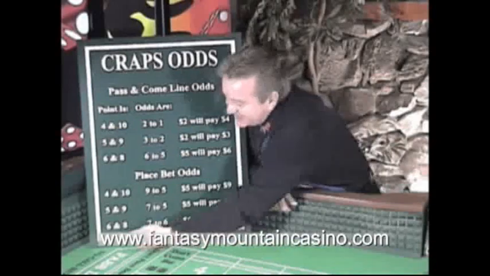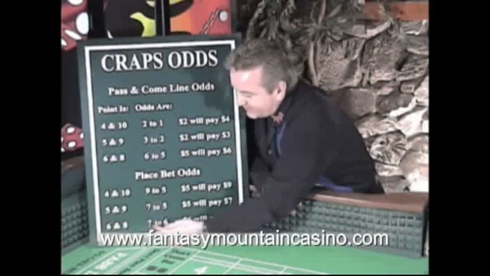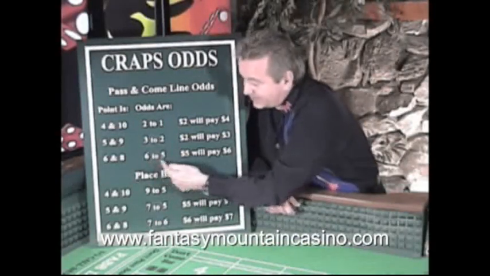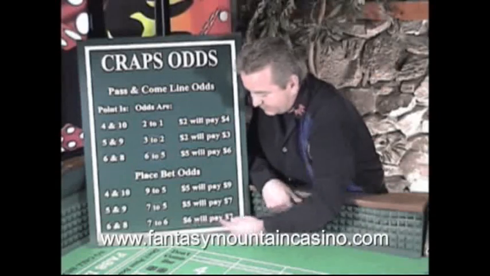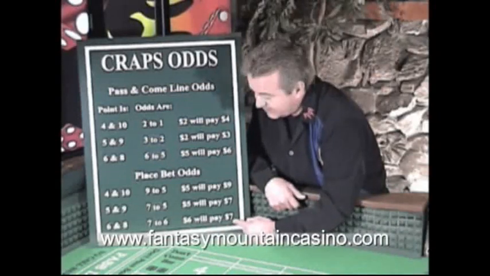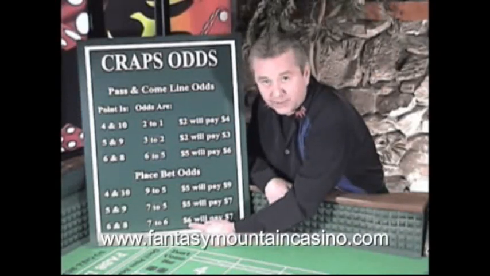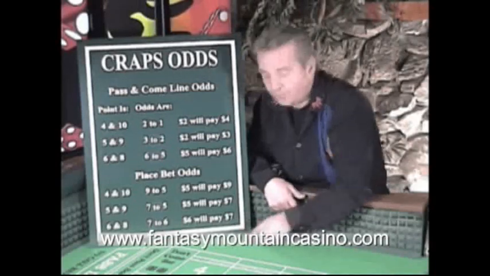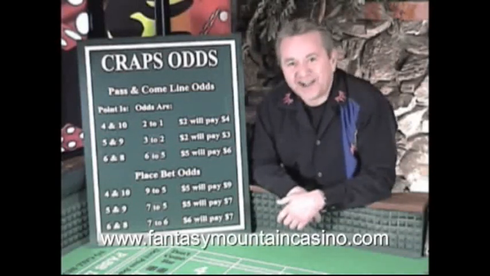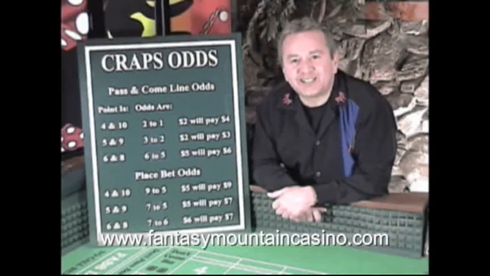All right, let's check out the 6 and 8. The odds are 7 to 6. Their true odds are 6 to 5. So you got to bet 6 to win 7. If you want more than $6, well, you go 2 times 6. You bet 12 to win 2 times 7, 14. All right, come a little closer. Let me show you how to set those bets up.